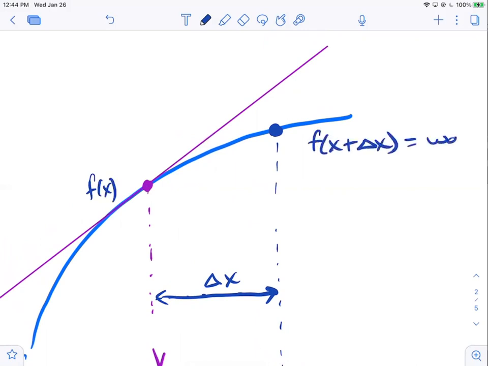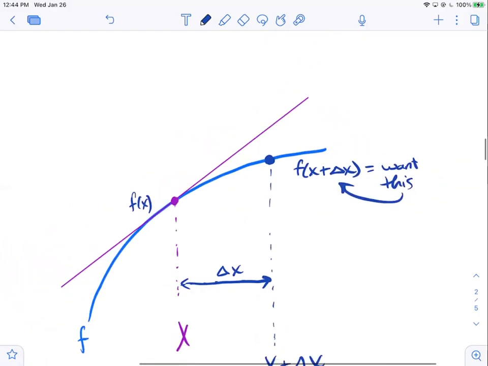And this is really what we want. We want this value. But a lot of the times we can't find that value because we don't know what the curve is. We measure a rate of change at a moment. So what we do then is we use this value here to approximate it, right? So let's call this function L, and we'll call this point here L of x plus delta x. Now, here's where dx comes in.